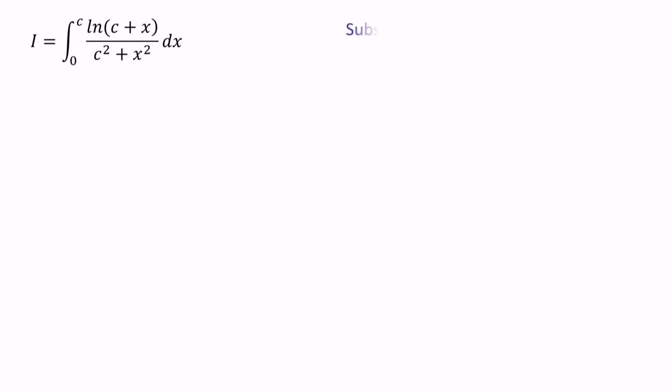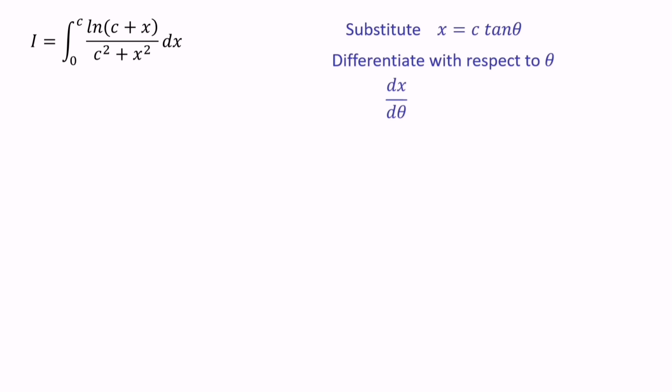Substitute x equals c tan theta. Differentiation with respect to theta. Differentiation of the x value we can write as dx over d theta. Differentiation of the c tan theta value we can write as c into sec squared theta. After that, we can cross multiply the denominator d theta and we can write dx as c into sec squared theta into d theta.